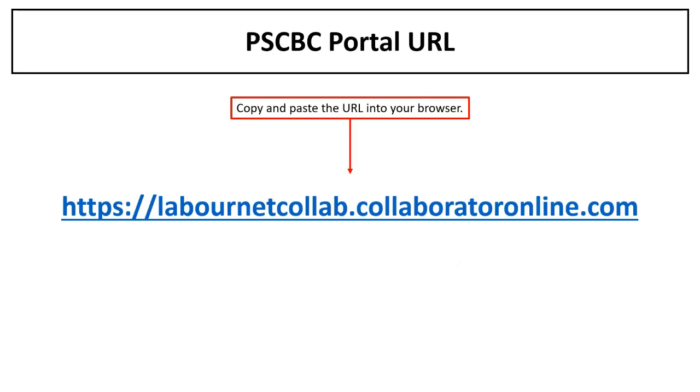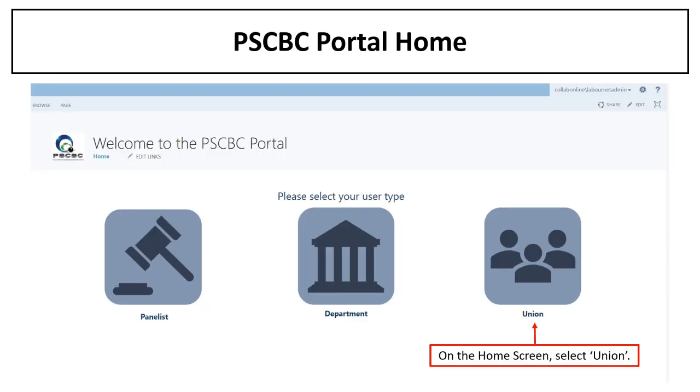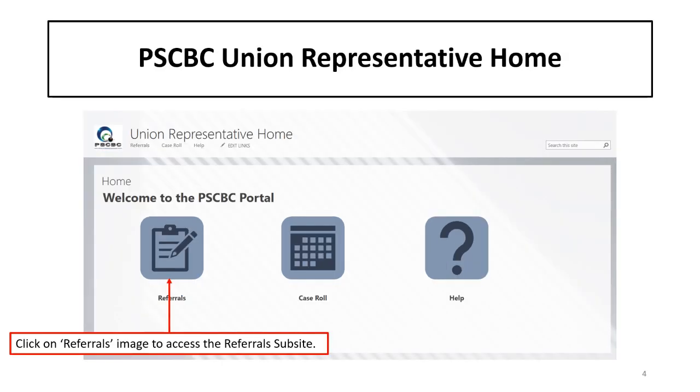Use the URL provided by the PSCBC to access the LabourNet portal. Enter your username and password as captured during your registration. On the home screen, select Union. Click on the Referrals button to access the referrals subsite.